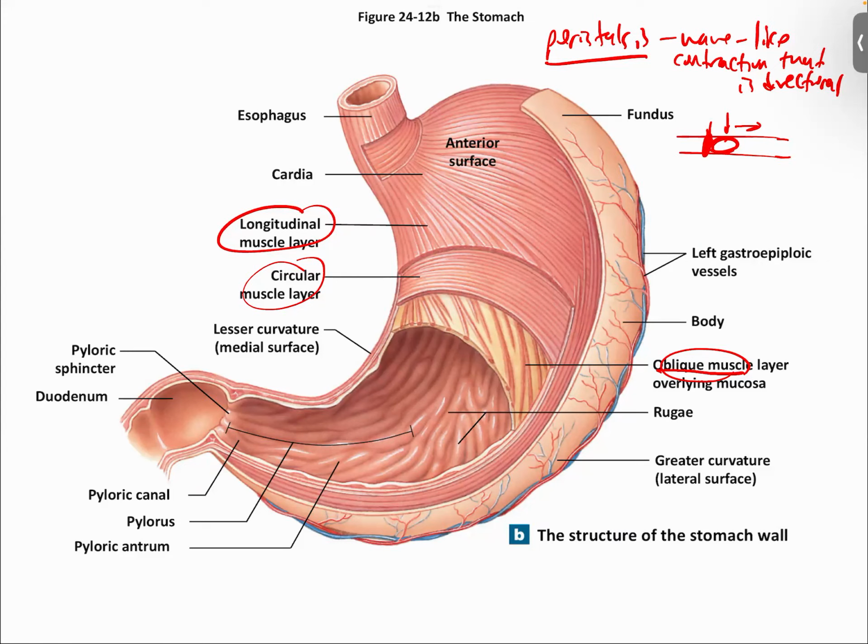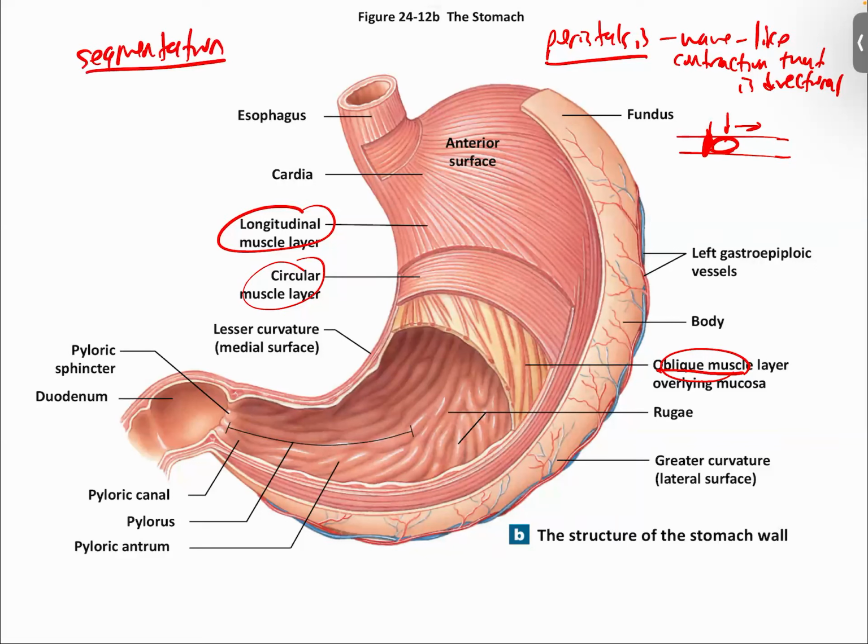I contract, it squirts this way, but I keep this one contracted while I contract this one. That forces it to go forward, not backwards. So I contract it again, and then I let this one go. And then I contract this one and it squirts forward. So basically what I'm doing is this kind of wave-like contraction as I squirt it and push it in that direction. That's peristalsis. That's how the chyme and the food moves through your digestive system from point A to point B. The other big one is what's called segmentation.